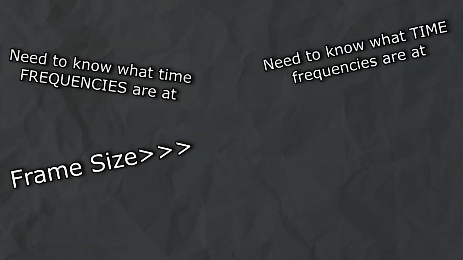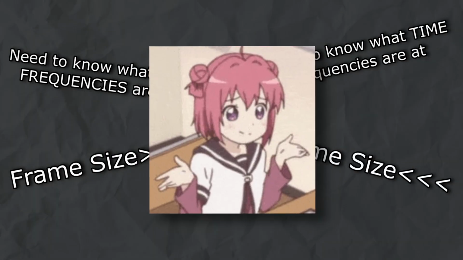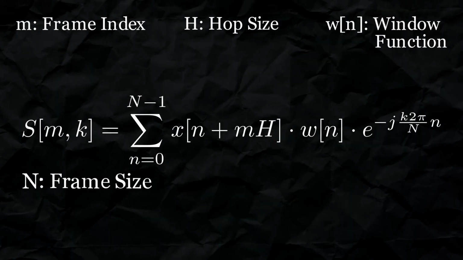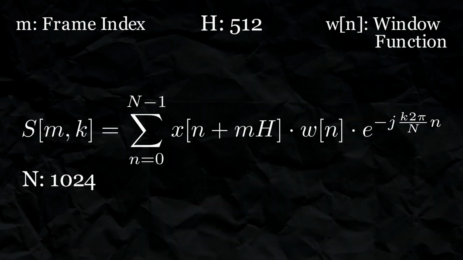You gotta decide what's more important to you at the time. If you really need to know the frequencies, then a higher frame size is better. But if you really need the timing for said frequencies, for example, beat or onset detection, then a smaller frame size is better. It's not a one-size-fits-all situation, but for our example, we're gonna go 1024 samples for our frame size, which also means that our hop size will be 512 samples long.